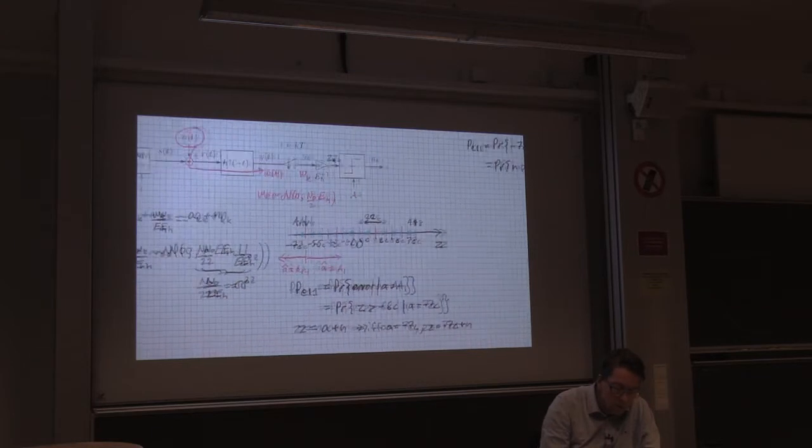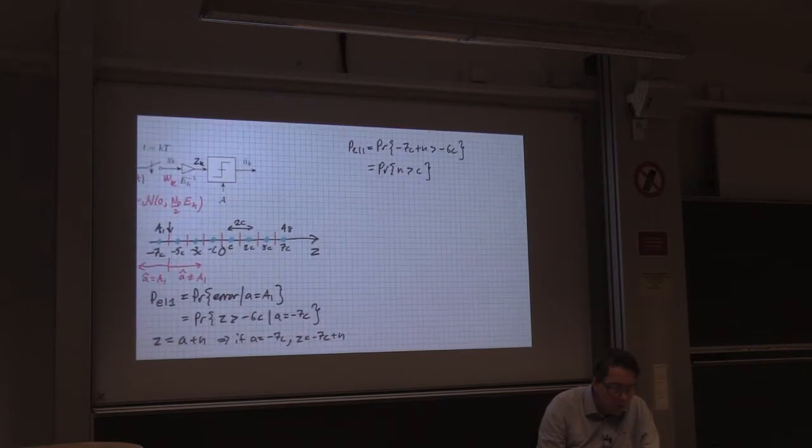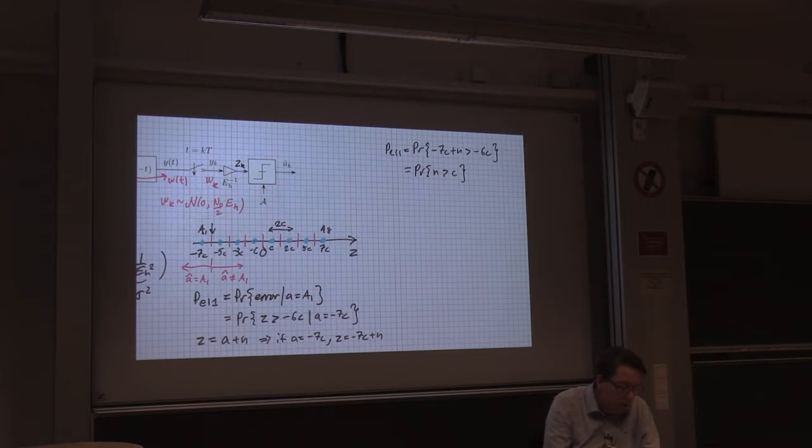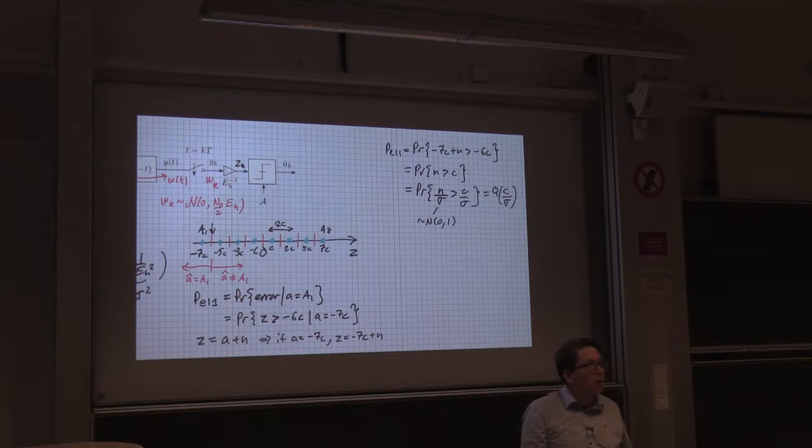Okay, so therefore, this probability is very simple to calculate. We simply take the noise and we divide through by the standard deviation, and then we can use a Q function. Okay, so because here we have something which is distributed zero mean Gaussian with variance 1. So this is equal to the Q of C divided by sigma.